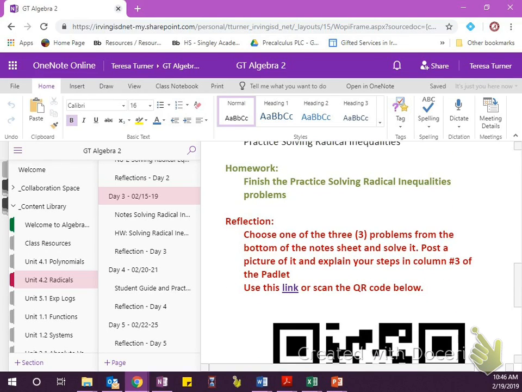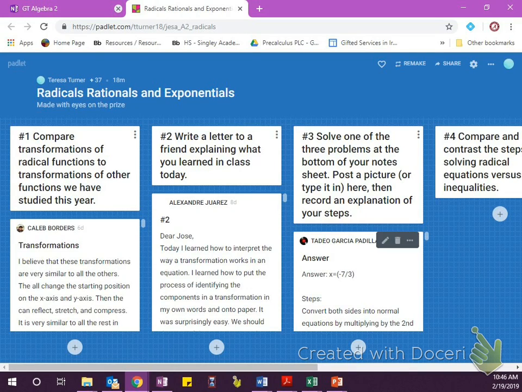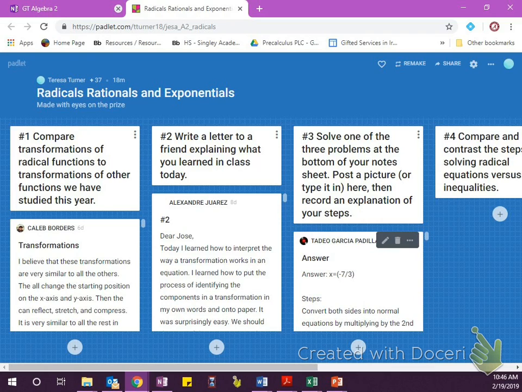So after you've done the 3, you're going to solve all 3 of them. Then you're going to pick one of them and post a picture of it and explain it in column 3 of the Padlet. Column 1 and 2 should already be done. Column 3 is today's. You just pick the one that you choose of those 3, take a picture of it, put it here, and then you could type your explanation like you see some of these have done, or you could hit the voice record, and while the picture is there, record yourself explaining it. That's my preference because you're hearing and talking and seeing, you're processing it better.